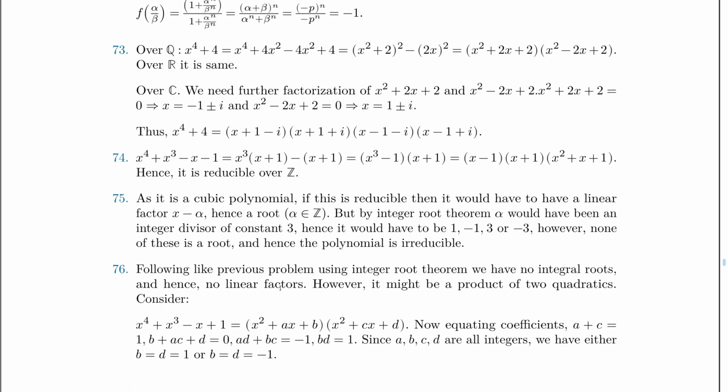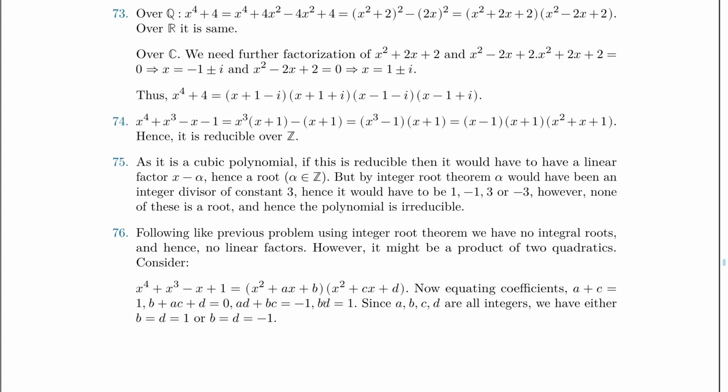So following the previous problem, we use the integer root theorem and we find that we have no integral roots and therefore no linear factors. However, it might be a product of two quadratic polynomials. So we consider that it is the product of x square plus ax plus b and x square plus cx plus d. Now we equate the coefficients. We find a plus c is equal to 1, b plus ac plus d is equal to 0, ad plus bc is equal to minus 1 and bd is equal to 1. Since a, b, c, d are all integers, we have either b equal to d equal to 1 or b equal to d equal to minus 1 from this equation.